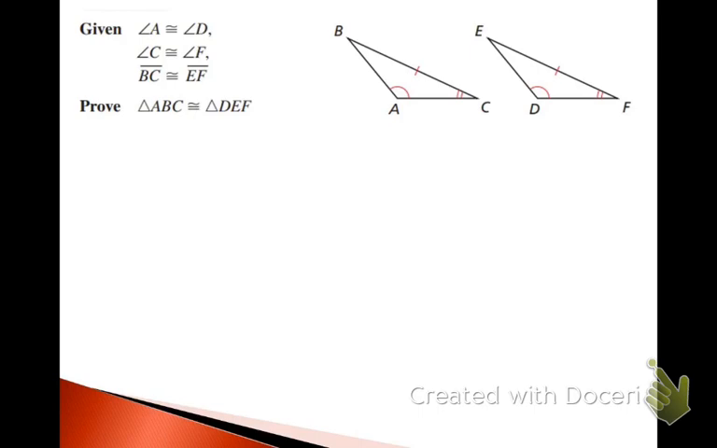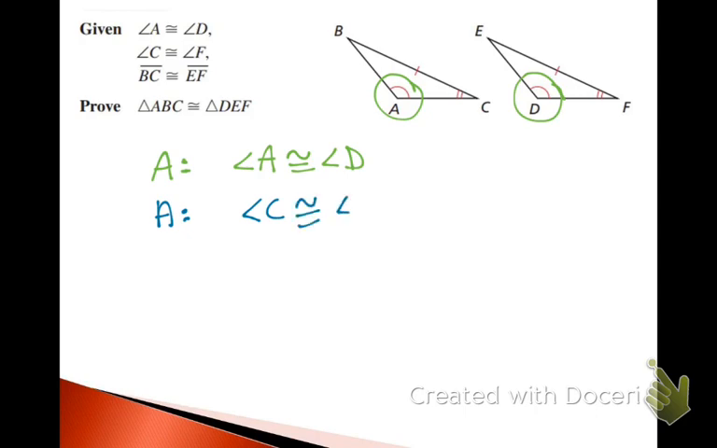Yes. Well, so let's list them. What would you like to list first? Sure. Angle A would be congruent to angle D. So I got a pair of angles. All right, we're just going to keep going around the triangle. What else do I have? Angle C. So angle C is congruent to angle F.